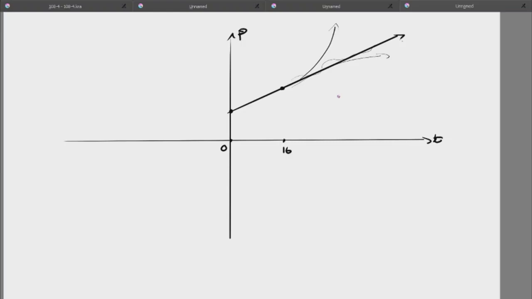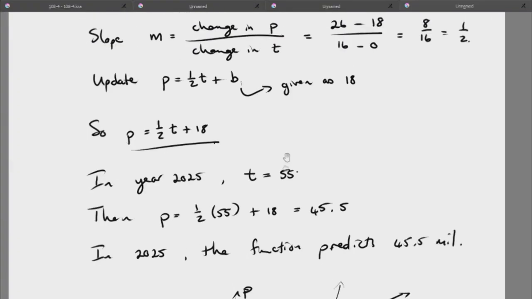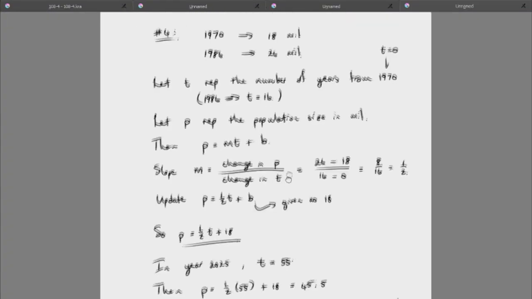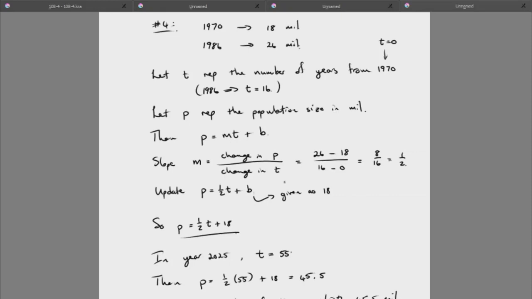So it's interesting. We're not that far off. Very nice. Any questions on this example? If you do it and you choose the actual year value, your answer would look a little different, but you'd still get 45.5 when you want to predict the population. Any thoughts? Yes? When we update that p is equal to half of a plus b, as b is given as 18.